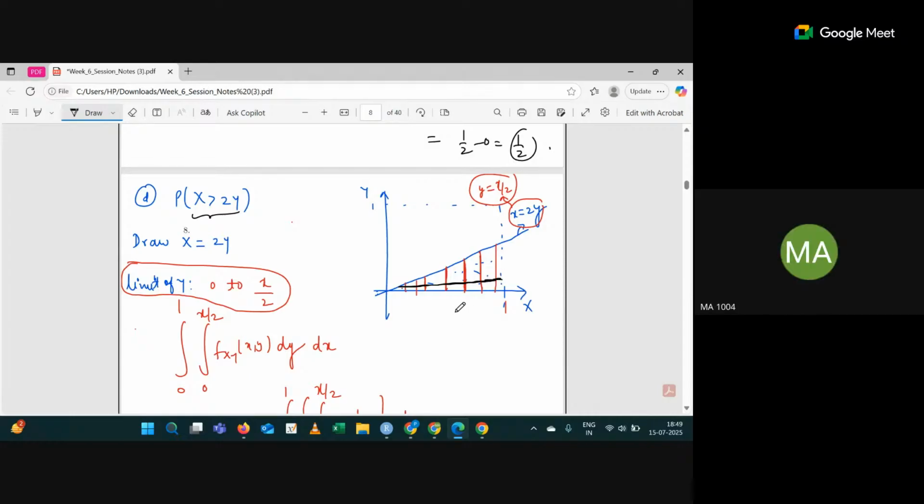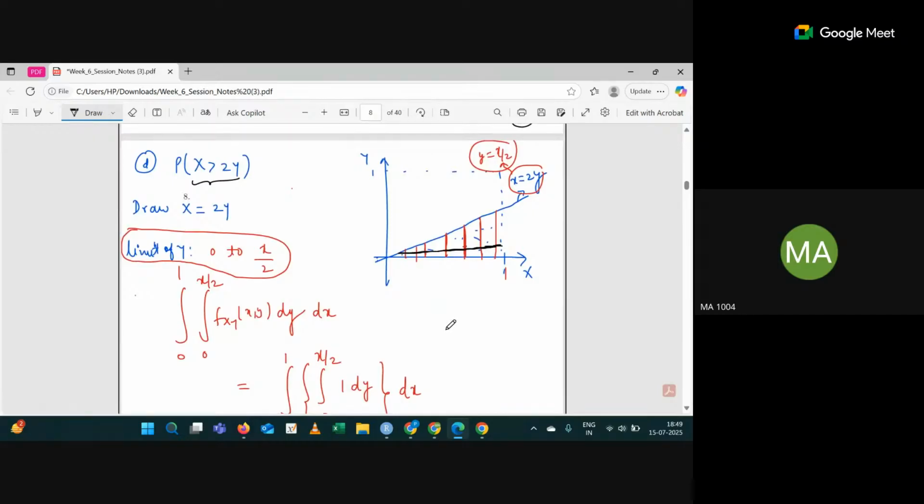X is going from 2y to 1, right? And what is the limit of y? Y is going from where to where? In the previous question I asked you, when it was the x equal to y line, y was moving from 0 to 1, right? But in this case, y is restricted only to this blue line. So what will the limit of y be? Half only, correct? Y cannot go till 1. Are you getting my point?